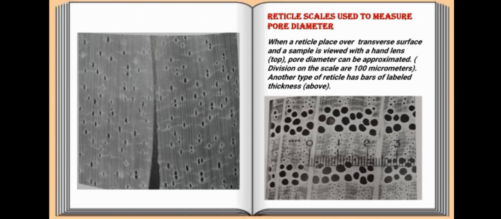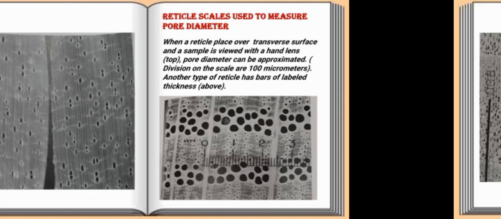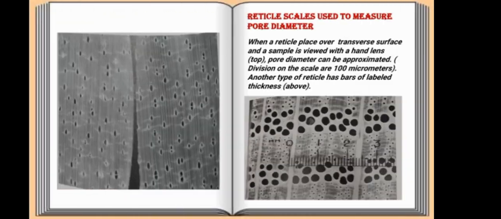The next is the reticle scales used to measure pore diameter. When a reticle is placed over a transverse surface and the sample is viewed with a hand lens, pore diameter can be approximated. Divisions on the scale are 100 micrometers, and another type of reticle has bars of graded thickness above. This one in the photo is the reticle scales used to measure pore diameter. This one is in the second photo.